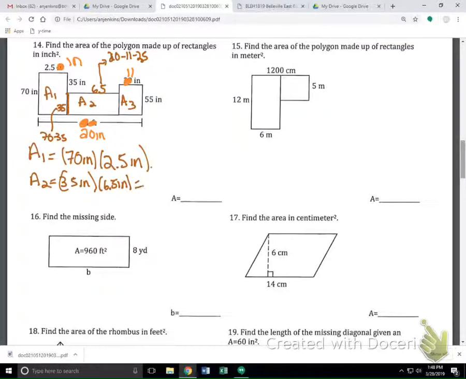And then our last one. A3 is also given to us. We know our height is 55. We know our width is 11. So we have 55 inches times 11 inches.